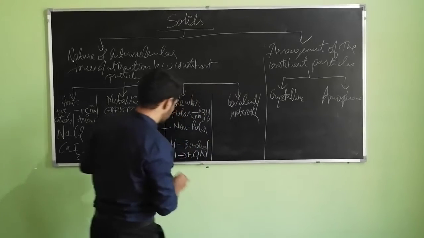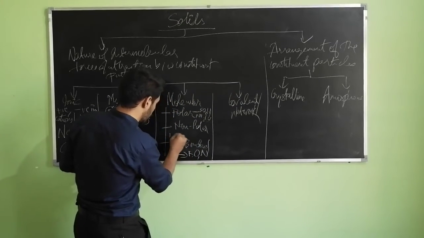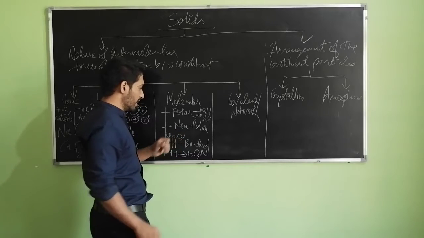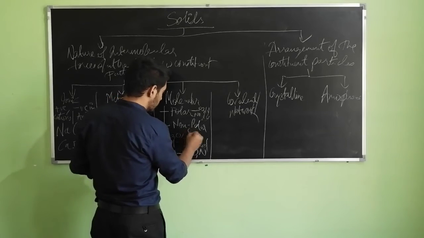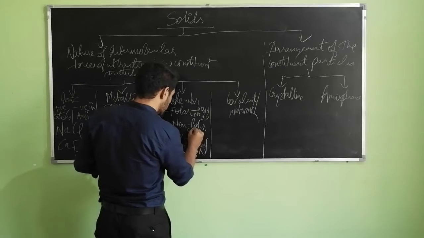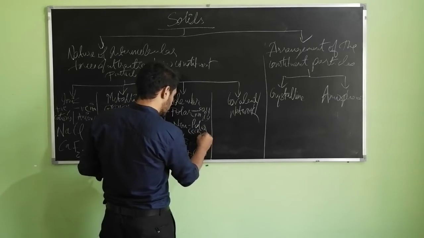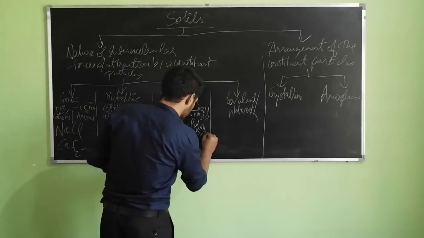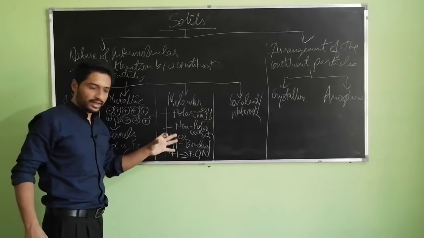Alright. So what example do we have? We have H2O for hydrogen bonded. For non-polar, what do we have? Non-polar, we have examples like CCl4. So that's a non-polar molecular solid. We have I2. Alright, so these are the examples that we have.